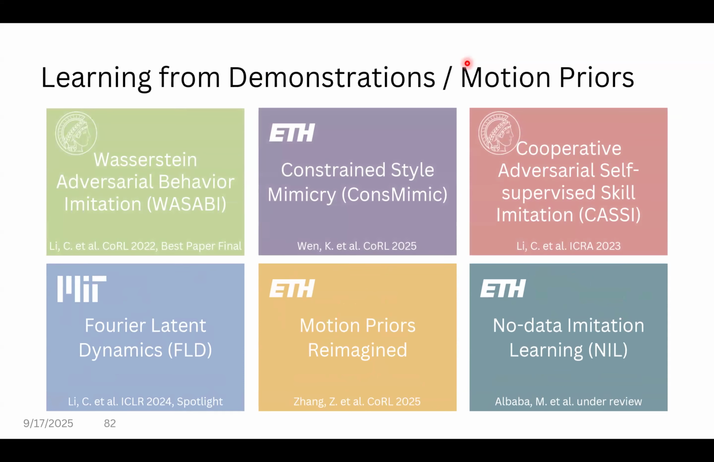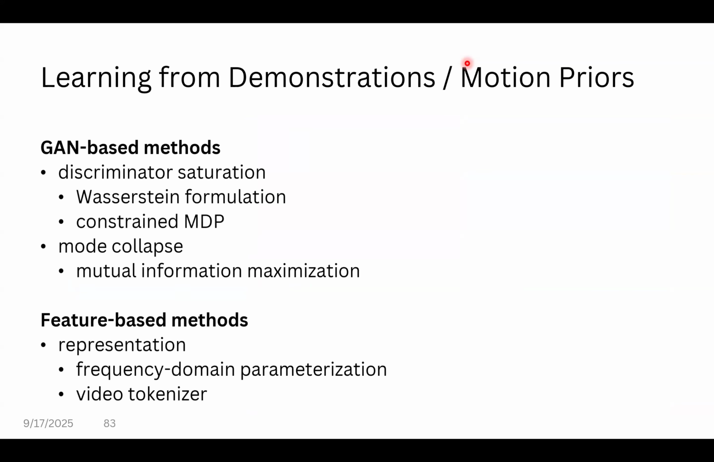And in total, I was presenting these 6 works. I hope it gives you some idea of what's currently being done in the field. And a quick summary: we talked about GAN-based methods, we talked about discriminator saturation, and we can use Wasserstein formulation and constrained MDP to mitigate the problem of the discriminator being too strong. And for mode collapse, we can have an additional term based on mutual information to push our motion embeddings away from each other to make them as diverse as possible.